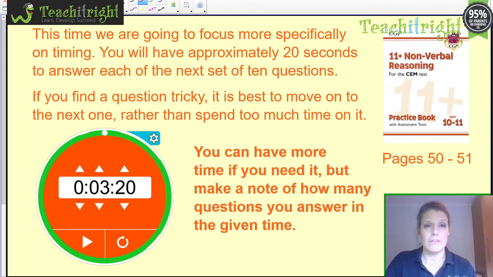Don't worry too much if it does take you a bit longer, but we just want to give you an indication of how long it takes you to work out some of these question types. So I will set the timer now and have a go at answering those questions.